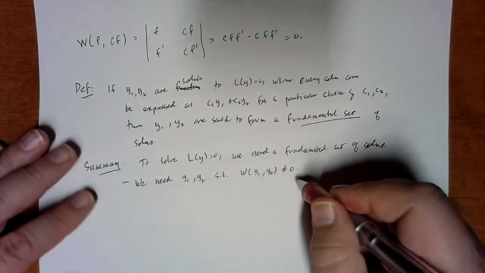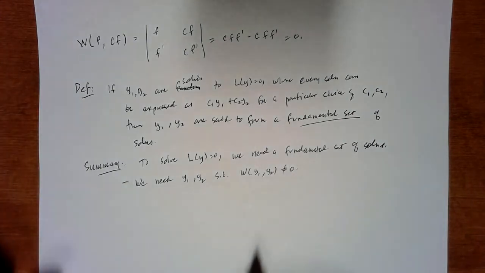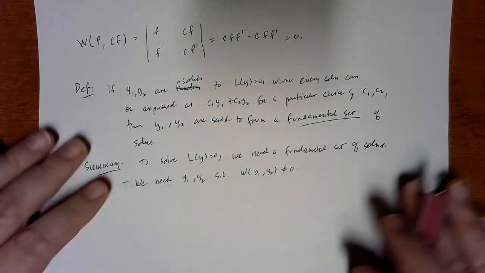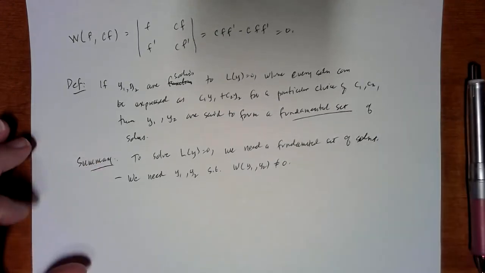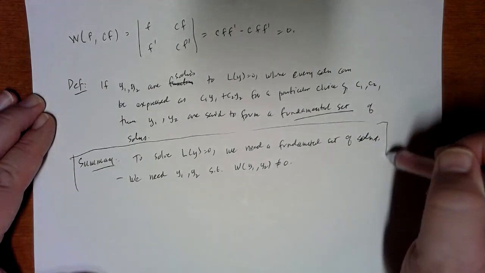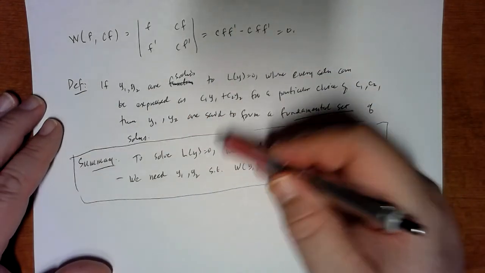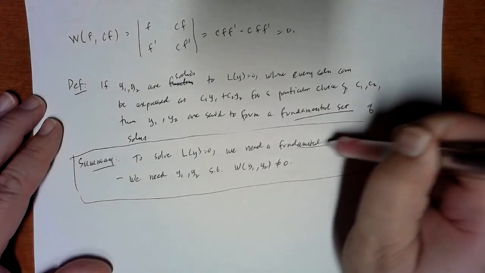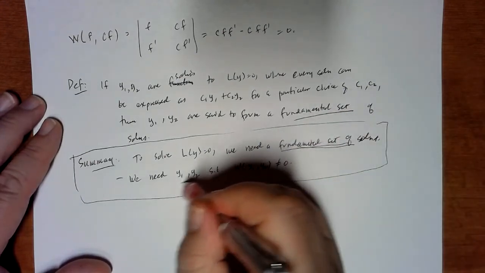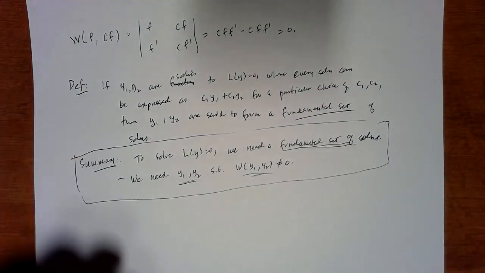Now, is there a way, if I have a numerical solver, I better stop. I'll start that again in the next video. I'm kind of running over time. Okay, so I'm glad we got that summary in here. So to solve our linear second-order differential equation that is homogeneous, we need a fundamental set of solutions, meaning we need to find solutions where the Wronskian is not equal to 0. Good. We'll pause here and come back for the next video.